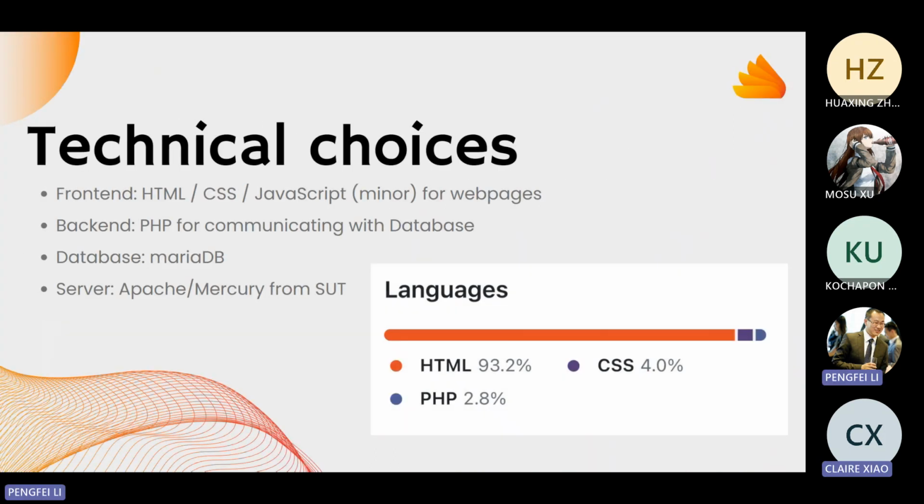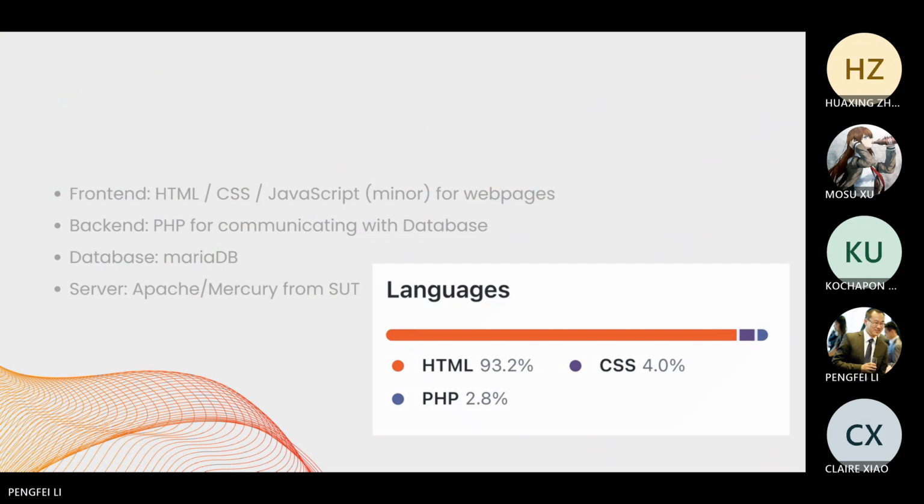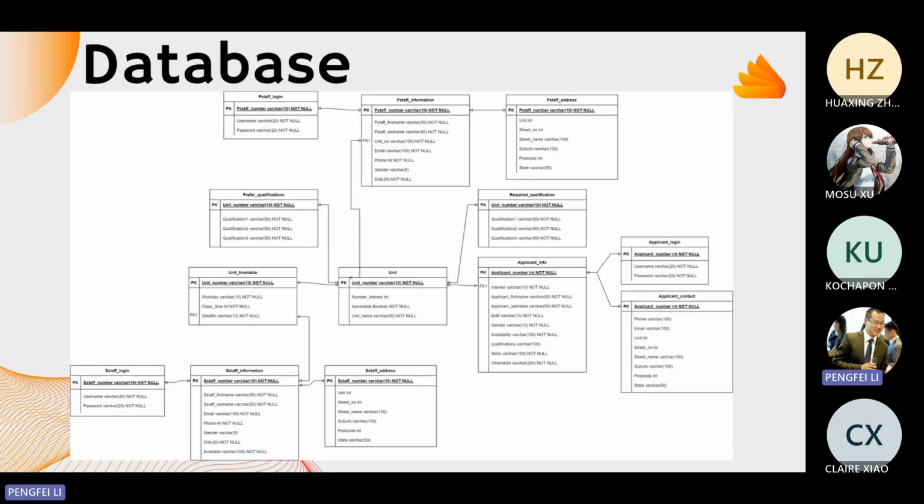In terms of the technical choices, we have used HTML as our major programming language. CSS and JavaScript are used for page designing and animations. PHP is the backend language for communicating with the database. This is our database schema. Mosu will give a more detailed explanation after the demo.